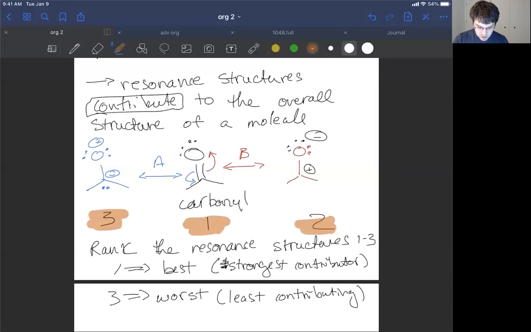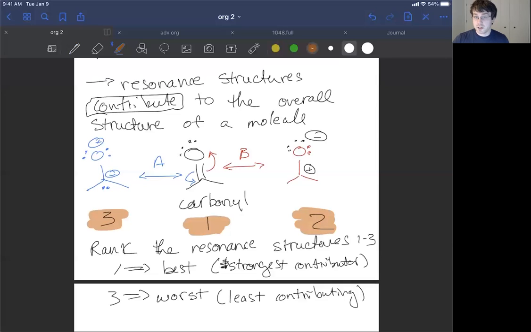Now, is that worth memorizing? Maybe. I'm going to need you to know how to do this on the exam. I'm not saying you have to memorize these numbers, but I want you to be able to look at these and rank them yourselves using a set of criteria that we're going to go over in a little bit. But what I'm saying is, if we look at the blue structure, that's the worst contributing resonance structure. It honestly doesn't contribute that much at all. That is to say, there's not really too many times that carbon atom behaves like it's negatively charged.